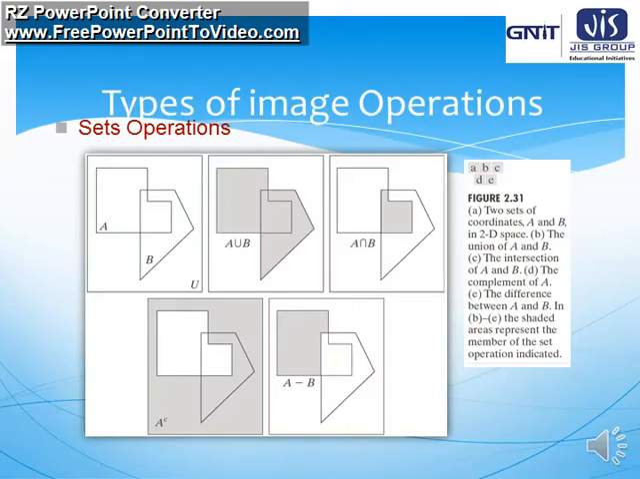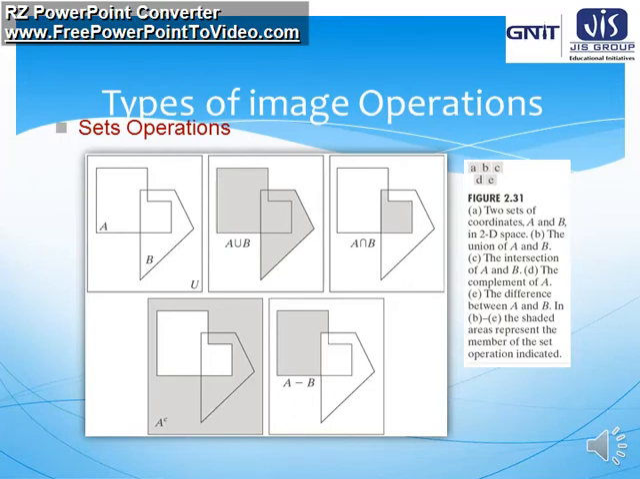Now these are the different types of operations illustrated here. Set operations. So we can have the union. Here two regions are there, one is A and the other is B. So we can have the difference, we can have the intersection, we have the union. Different types of operations will give you different results.